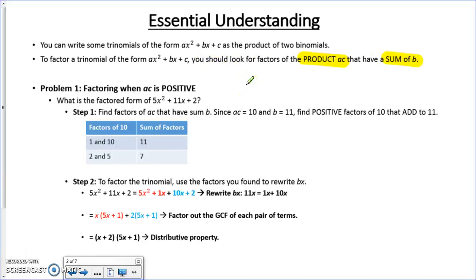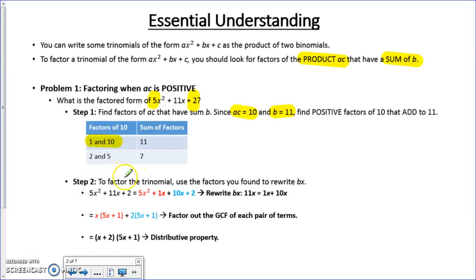Factoring when a times c is positive. What is the factored form of 5x squared plus 11x plus 2? Step 1. Find factors of ac that have sum b. Since a is 5 and c is positive 2, 5 times 2 is 10, b is still 11. We're going to find positive factors of 10 that add to 11. So 1 and 10, 2 and 5, the factors are going to be 1 and 10.